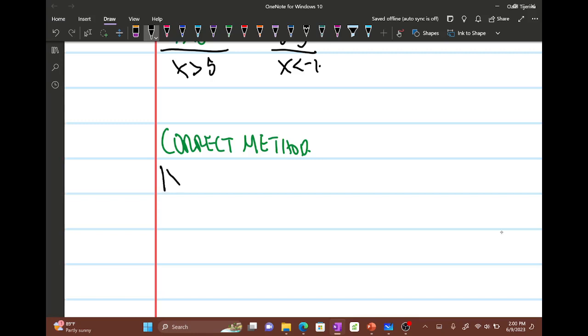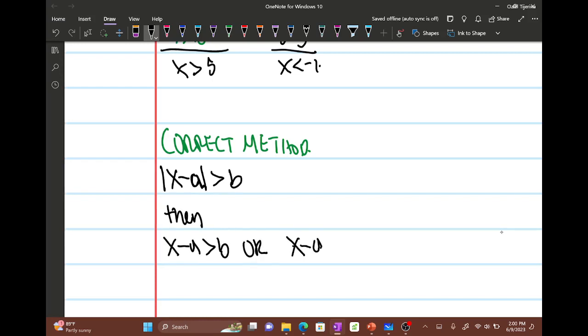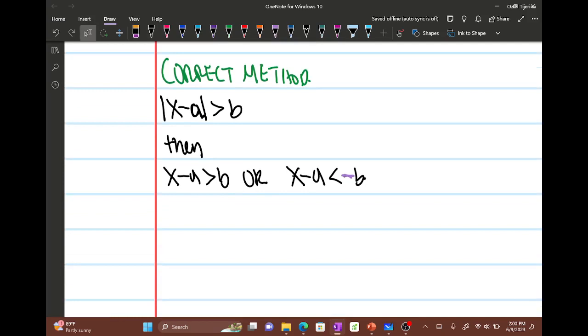When I have the absolute value of x minus a is greater than some number b, then x minus a is greater than b, or x minus a is less than negative b. So not only do I change the b from positive to negative, but I also switch the inequality symbol. So we have to remember that, guys. It takes practice, and it did take me practice as well to understand that very well.